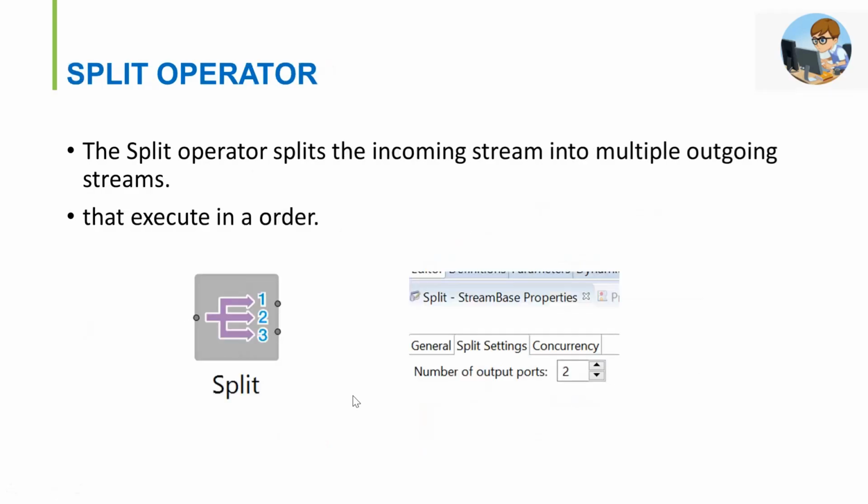Now we'll move into the split operator. The split operator splits the incoming stream into multiple outgoing streams. It will execute in order. First, it will execute the first port, and then it will come to the second port, and then to the third port, likewise. In the split settings, I have configured the number of output ports equal to 2. That's why it has enabled 2 output ports.